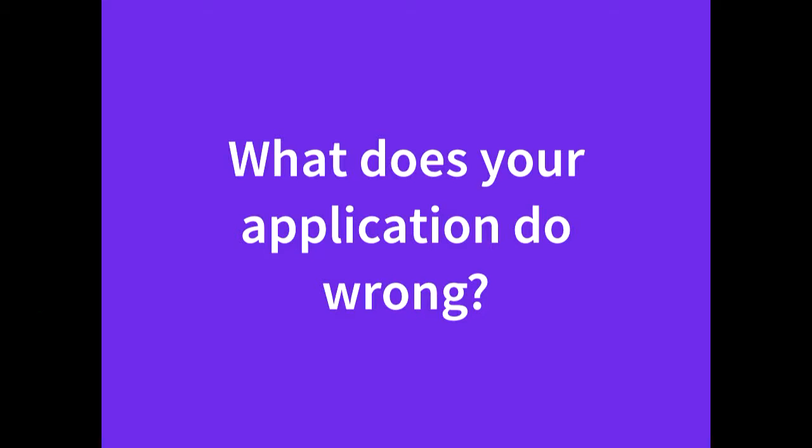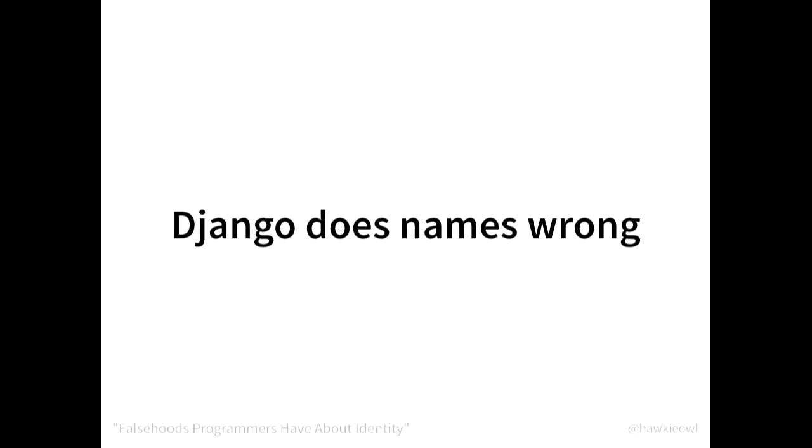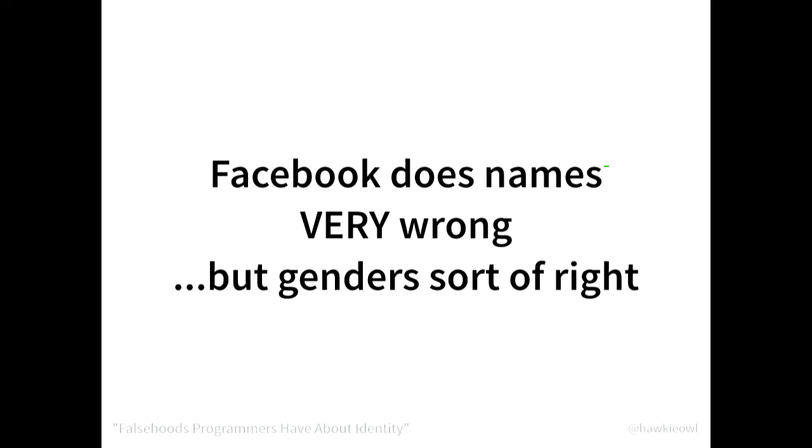So what does your application do wrong? Well, Django does names wrong by default. It has a first name and a last name. This is wrong. Facebook does names very, very wrong, in the case of requiring lots of transgender individuals to submit official ID as proof that it is their name. For a lot of people, especially in countries that are hostile to that sort of thing, like the United States, they don't have that.